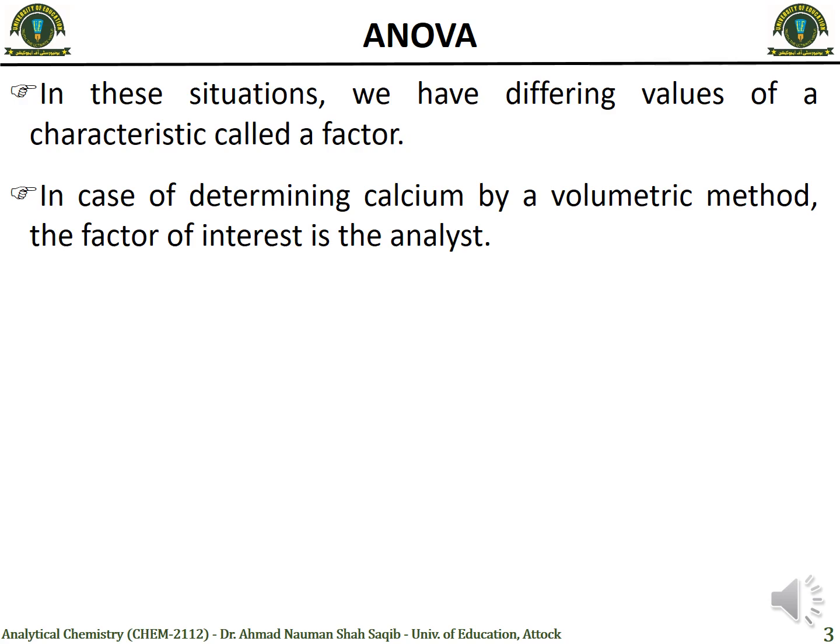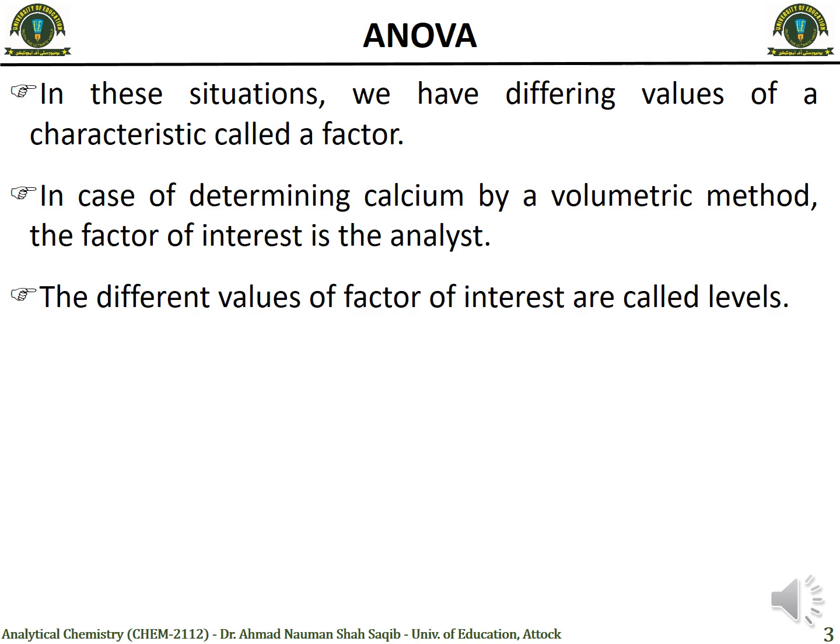And in measuring fluorescence at different pH, the factor is pH, and we are using different pH values. When the factor is analyst, there are 5 different analysts. These are known as levels. We call the different values of the factor levels.